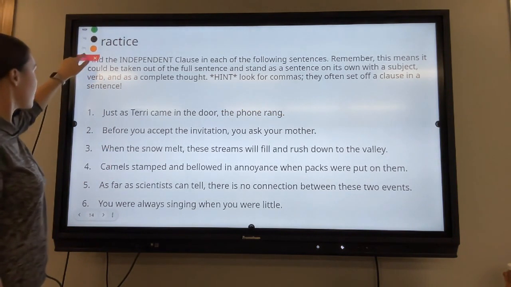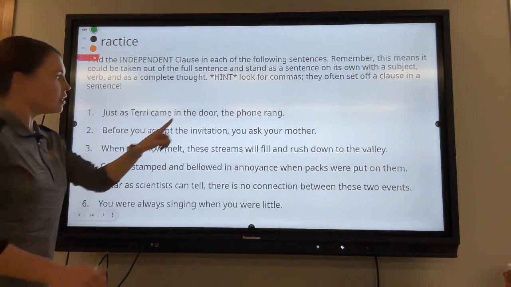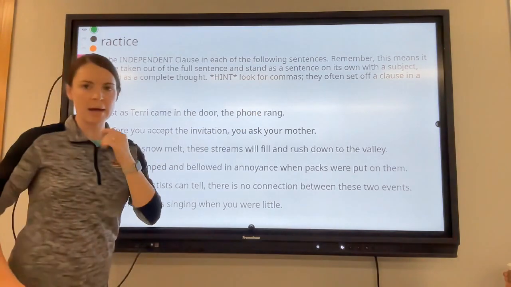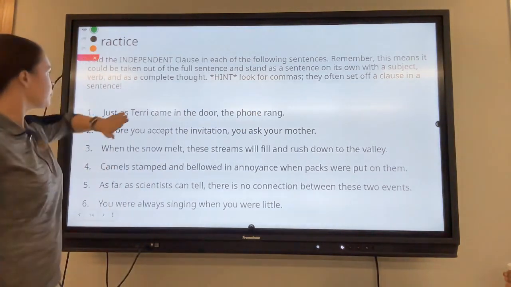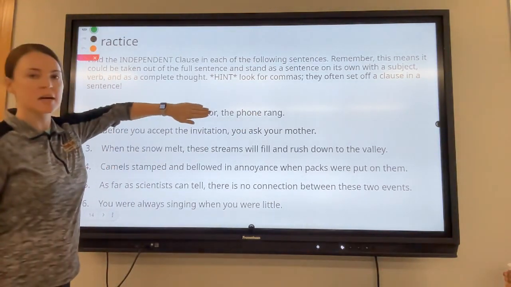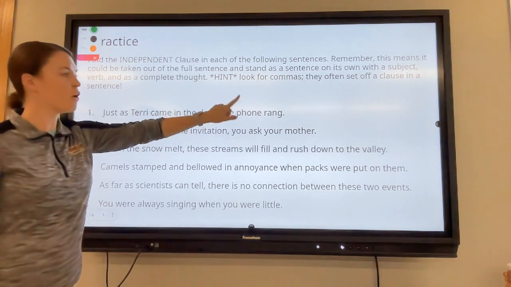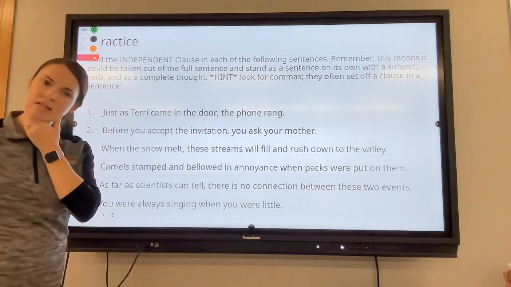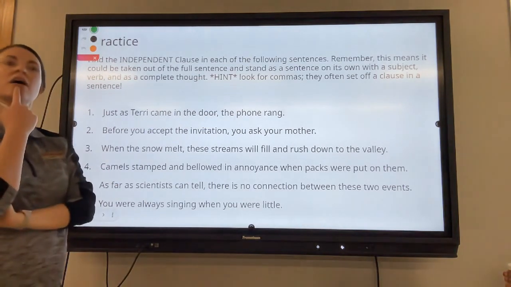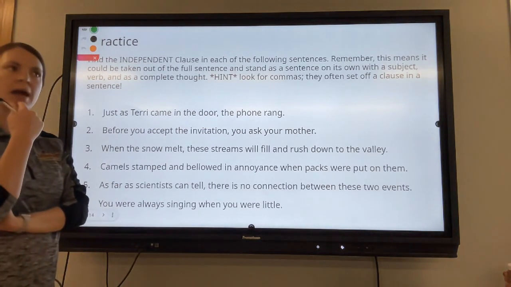Let's look after the comma. What do we see next? The phone rang. Let's try that. Cover up the first part of the sentence. This leaves the words, the phone rang. Can that stand alone as a sentence? Let's try it out. The phone rang.